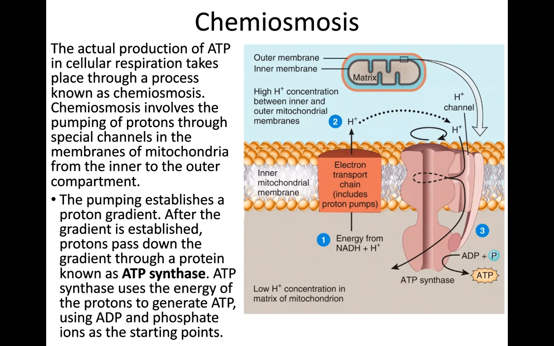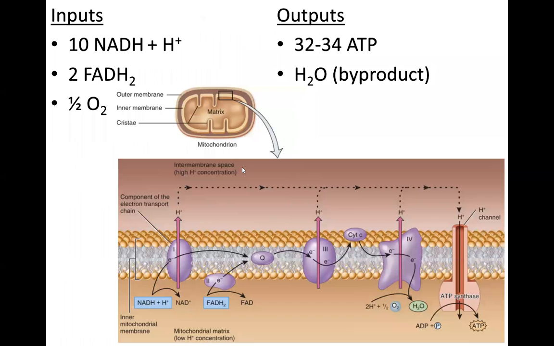The actual production of ATP in cellular respiration is going to take place through this process. It involves the pumping of protons, which is, once again, just another way to describe H+ ions, through special channels in the membranes of the mitochondria from the inner to the outer compartment. Essentially, pumping it from the matrix into this space. That's what these different pumps are doing, okay?